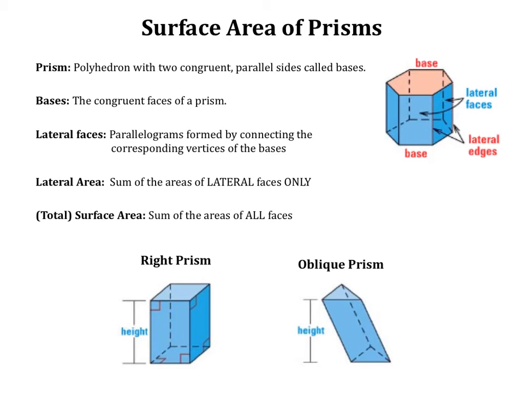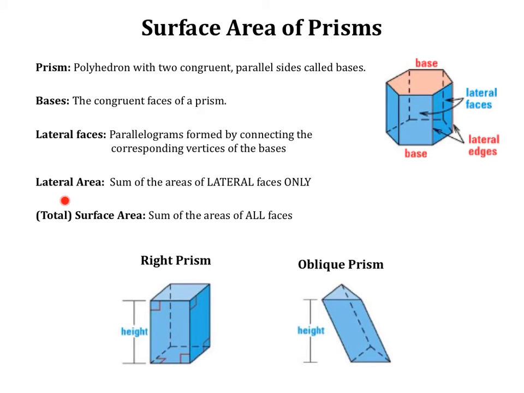So we just discussed that a prism is a polyhedron with two congruent parallel sides called bases. Those bases, the two congruent faces of the prism, are often seen as the top and the bottom, but they don't necessarily have to be pictured that way. We know that they're just the two congruent ones. And then the lateral faces are the parallelograms formed by connecting the corresponding vertices. So here are my lateral faces. If you've identified your bases, then the lateral faces are all of the other ones.